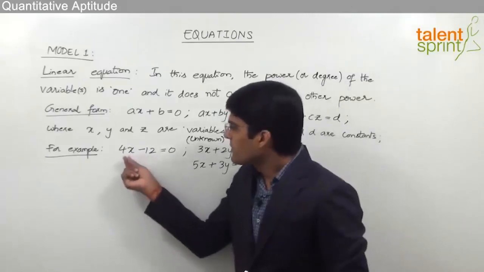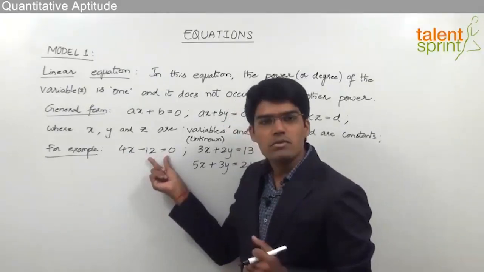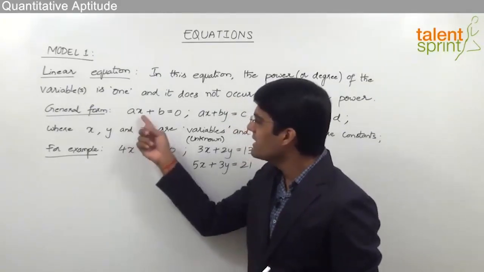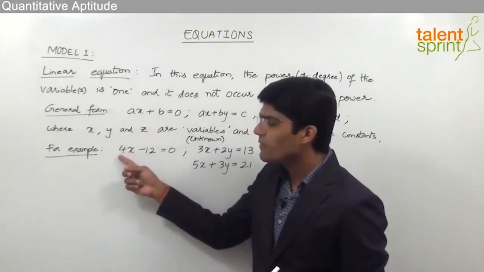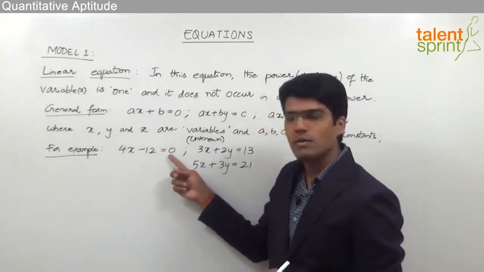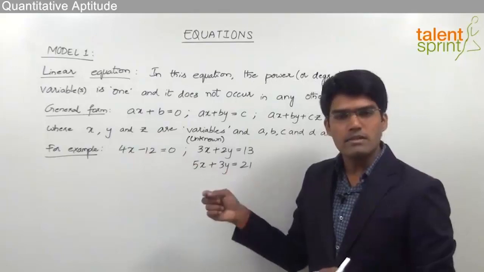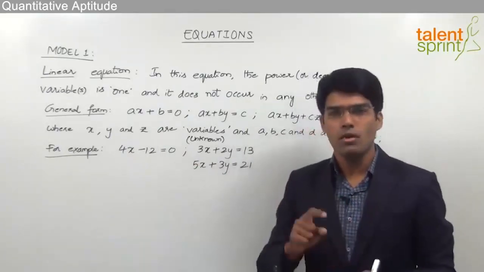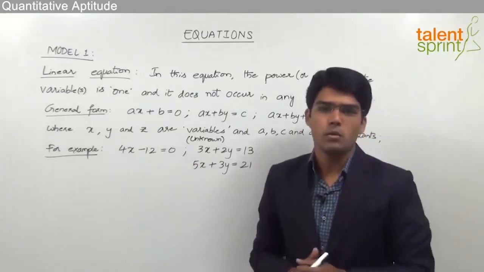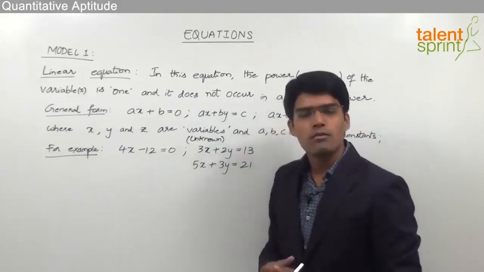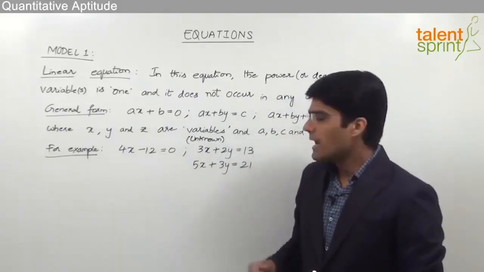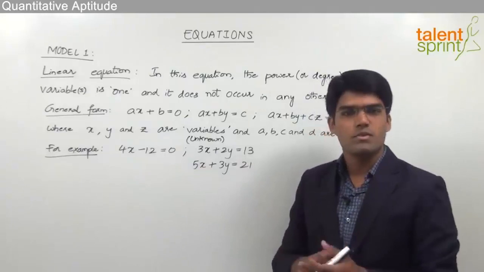For example, 4x minus 12 is equal to 0. And as you can see here, this is a linear equation in only one variable, in the form of ax plus b is equal to 0. Now, as I've already mentioned, to solve for only one variable or only one unknown, we need to have only one equation. And that equation here is 4x minus 12 equals 0. And we know that solving such equations is quite simple.